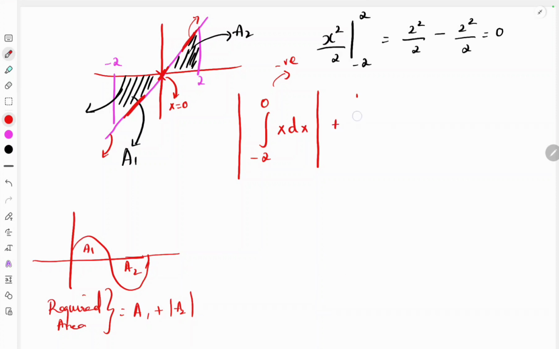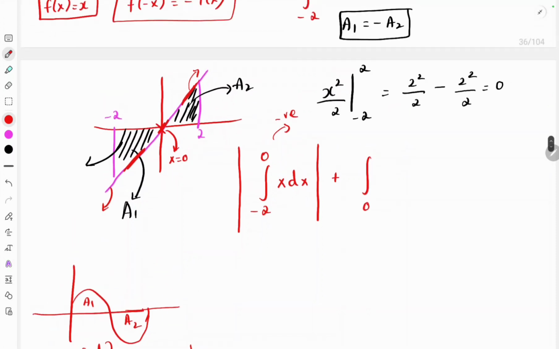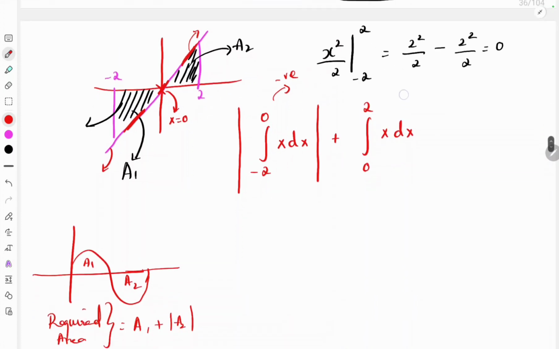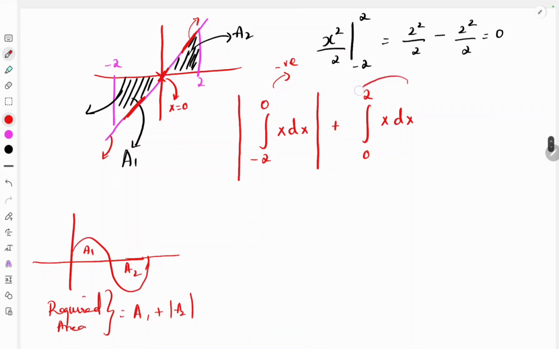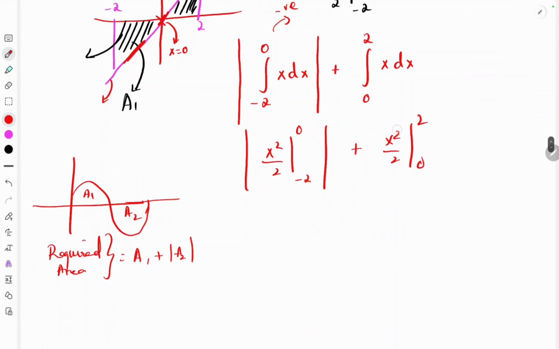So here plus, this will be from 0 to 2, no need to put modulus. Since it is above the x-axis, the y value will be positive, so the final answer will be positive. So 0 to 2 x dx. Like this we have to find. And whatever answer I get here, I will get the same answer here also, because x square by 2 from minus 2 to 0, I have to put modulus here, plus x square by 2 from 0 to 2. I will get the same answer.